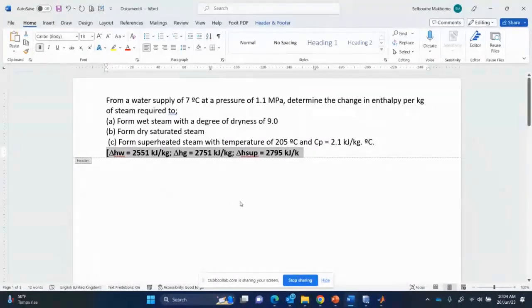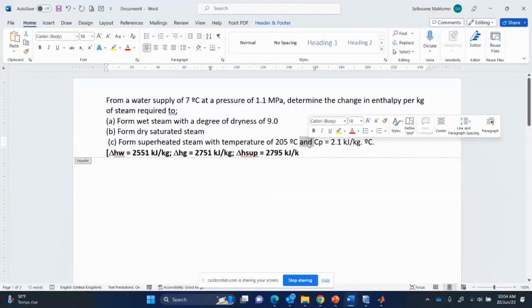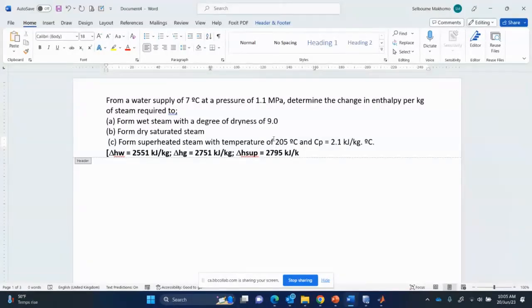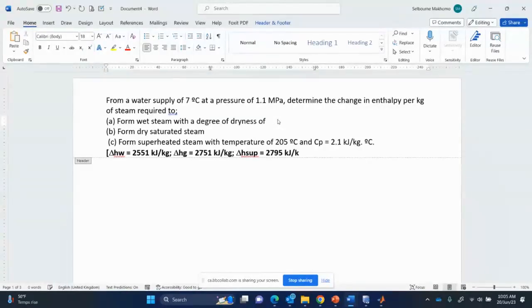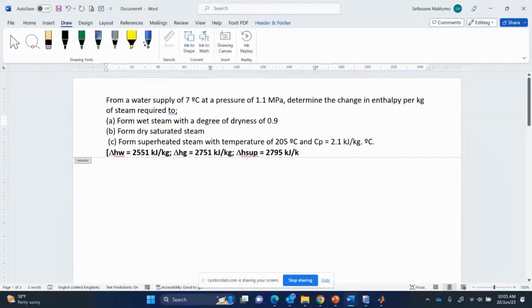Right, let's start. The first question says that from a water supply of 7 degrees Celsius, the pressure is 1.1. Now you determine the change in enthalpy per kilogram of steam required to form the wet steam. First of all, you need to understand the question. Let me change this. It is not 9.0, it's 0.9. So basically what is happening here is that you have water at 7 degrees Celsius.